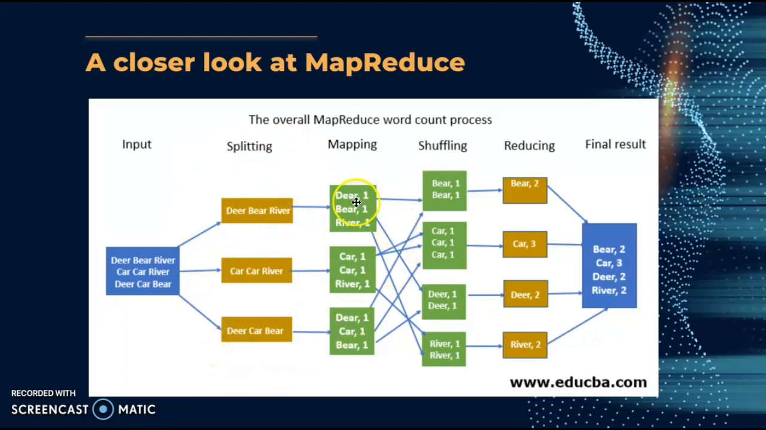The next step will be mapping, where the individual words are counted within the document. The next step is shuffling right here. Here the information is sorted and matched together. The next step is reducing right here, where the individual words are counted and combined together. And then the final result is added up and outputted.